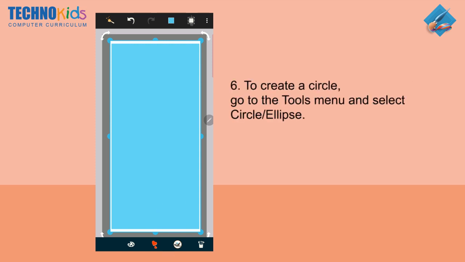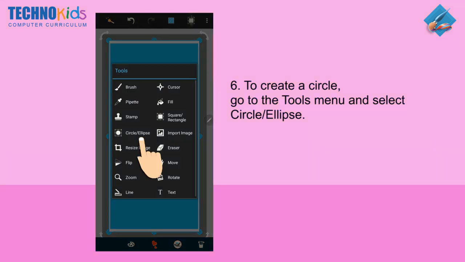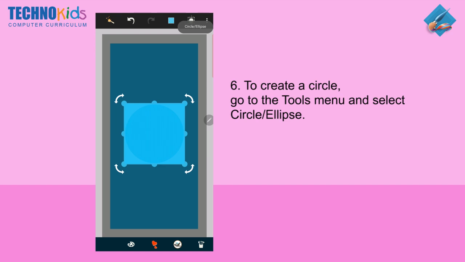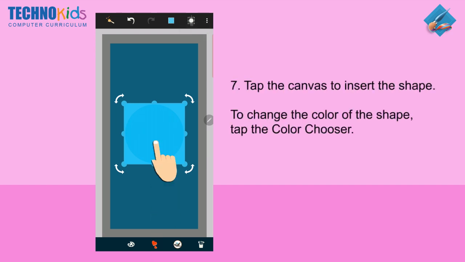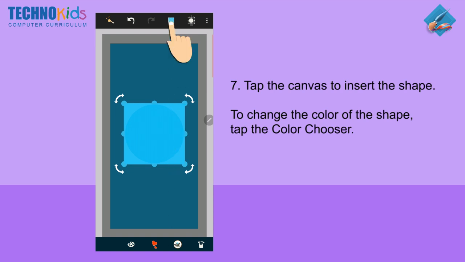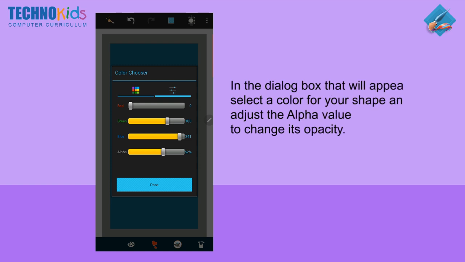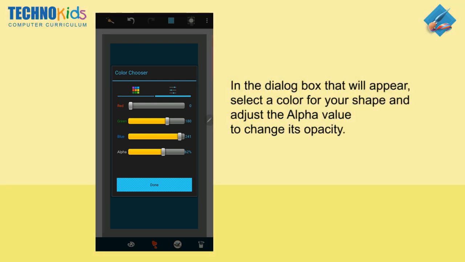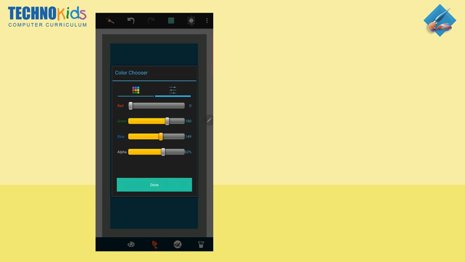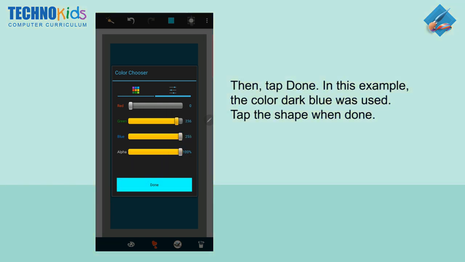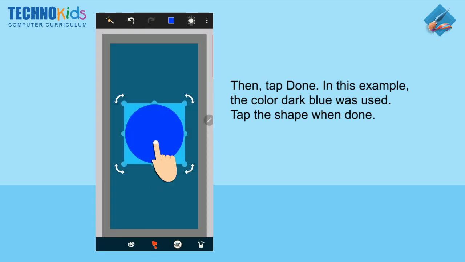Number 6. To create a circle, go to the Tools menu and select Circle Ellipse. Number 7. Tap the canvas to insert the shape. To change the color of the shape, tap the color chooser. In the dialog box that will appear, select a color for your shape and adjust the alpha value to change its opacity. Then, tap Done. In this example, the color dark blue was used. Tap the shape when done.